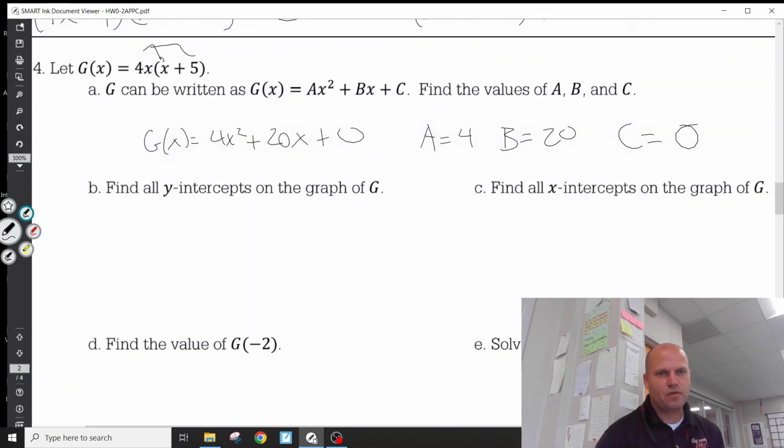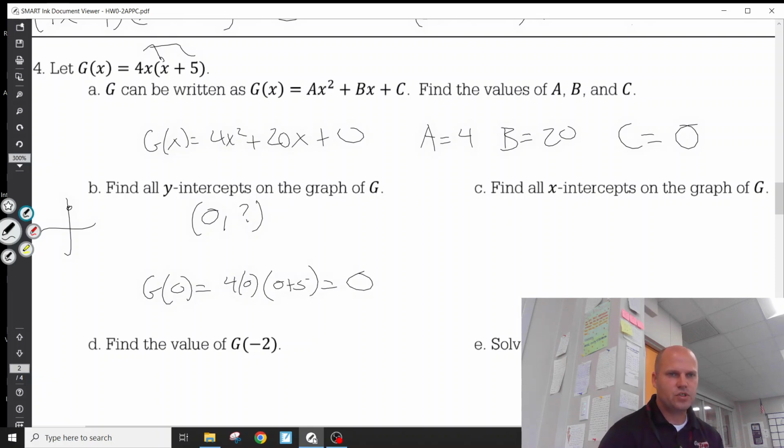Find the y-intercepts of the graph. The y-intercepts are when x is 0. Finding the y when x is 0. So g of 0. 4 times 0 times 0 plus 5. All right, that's 0. So the y-intercept is 0.